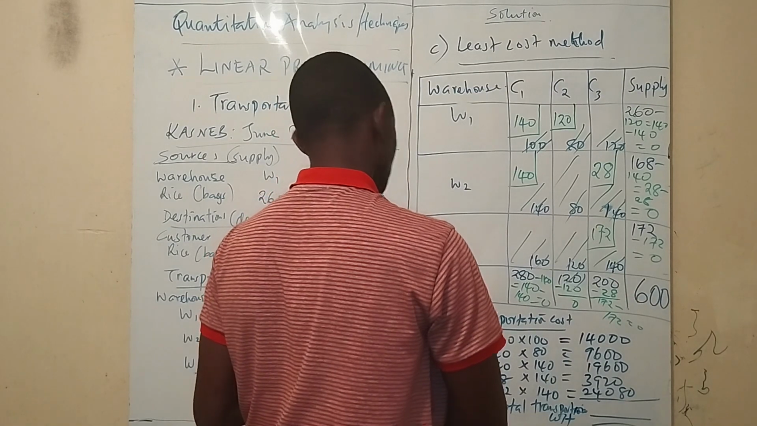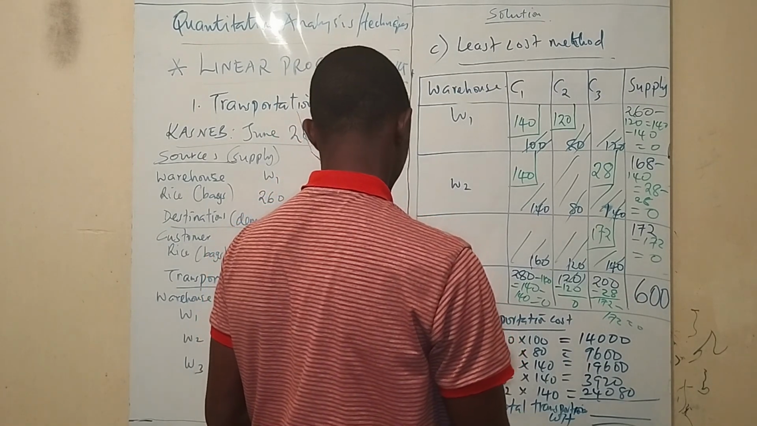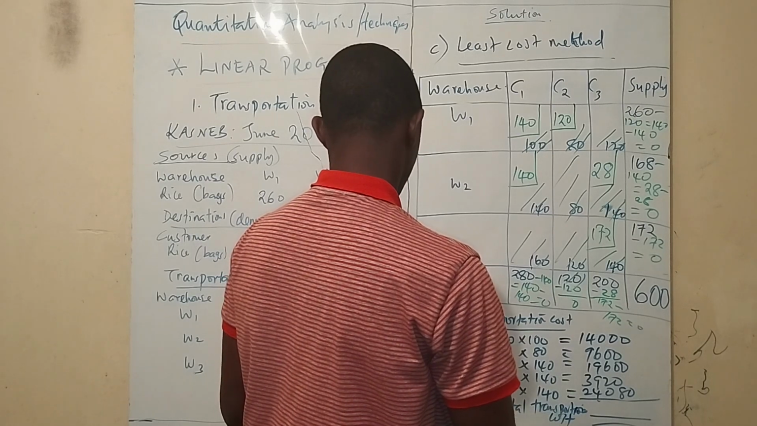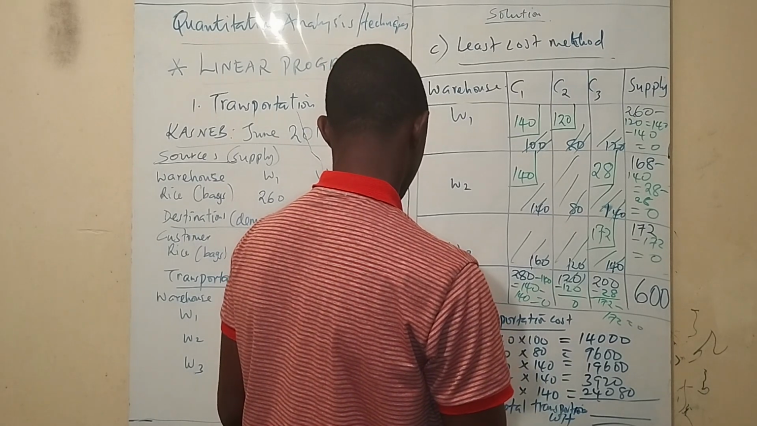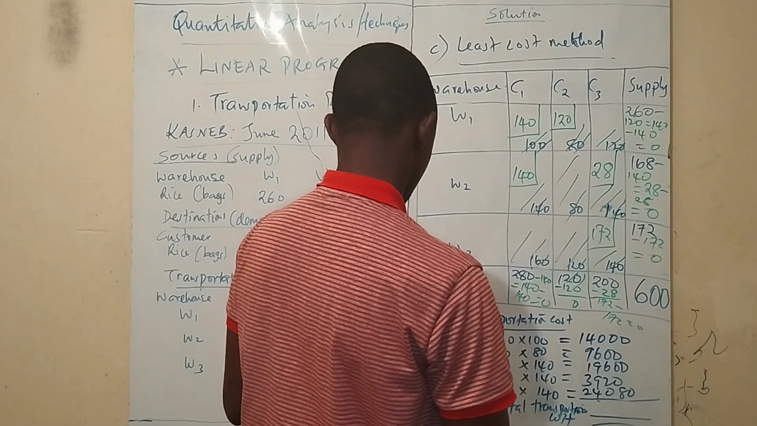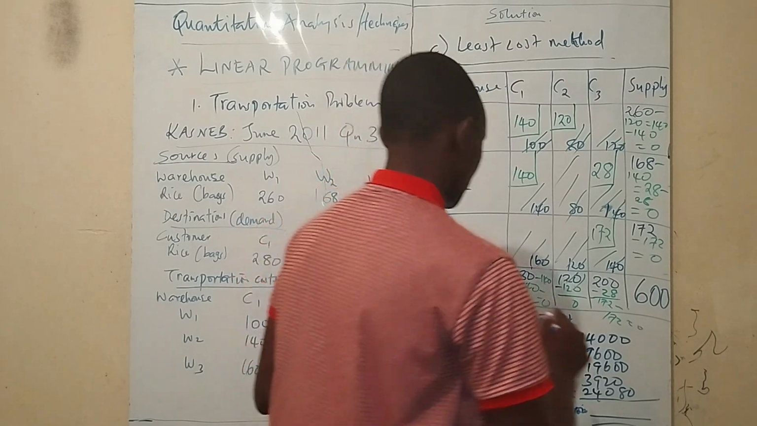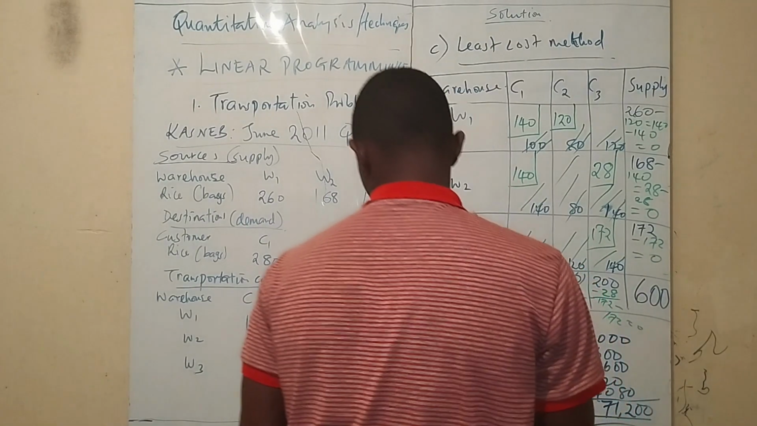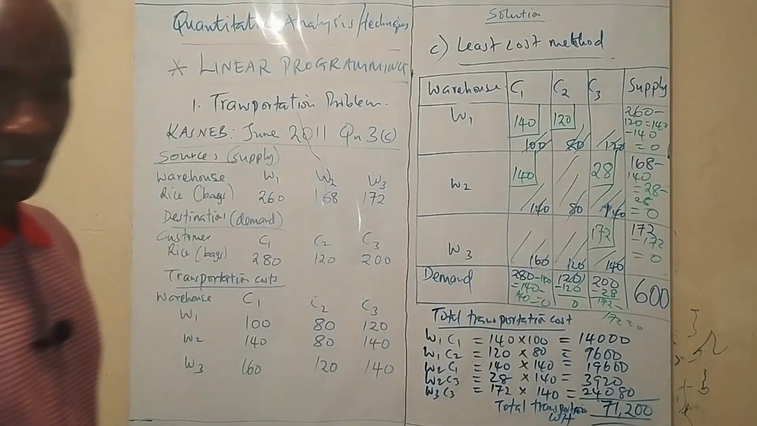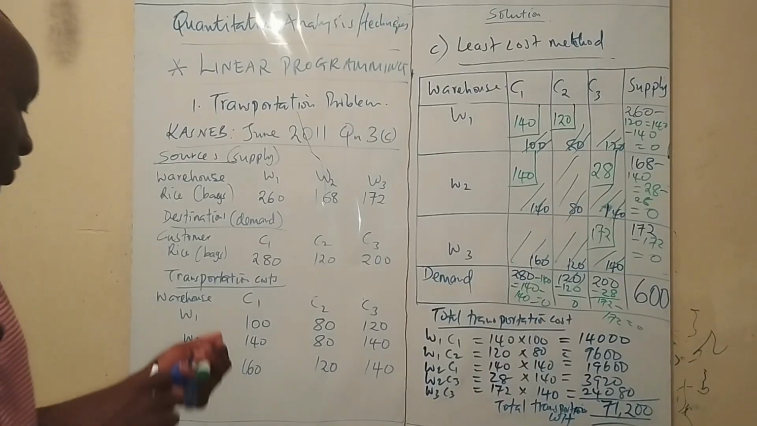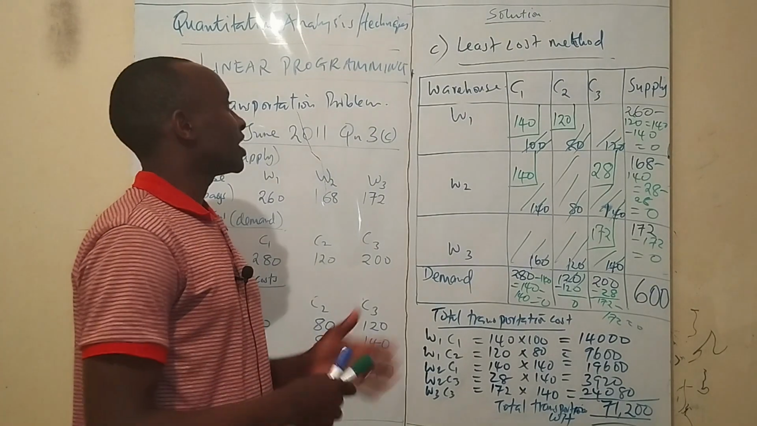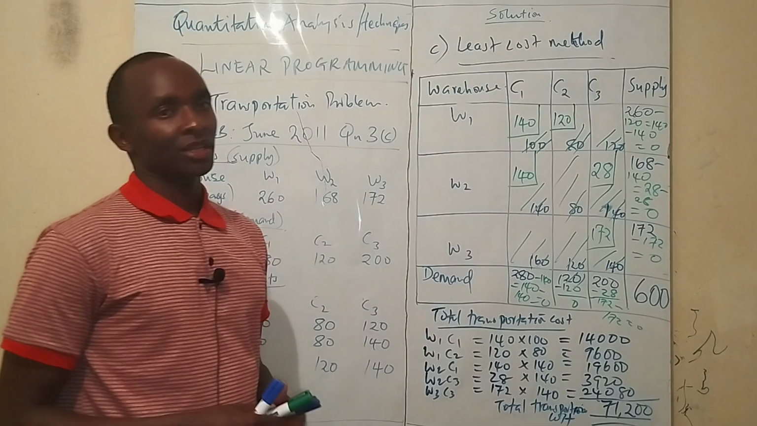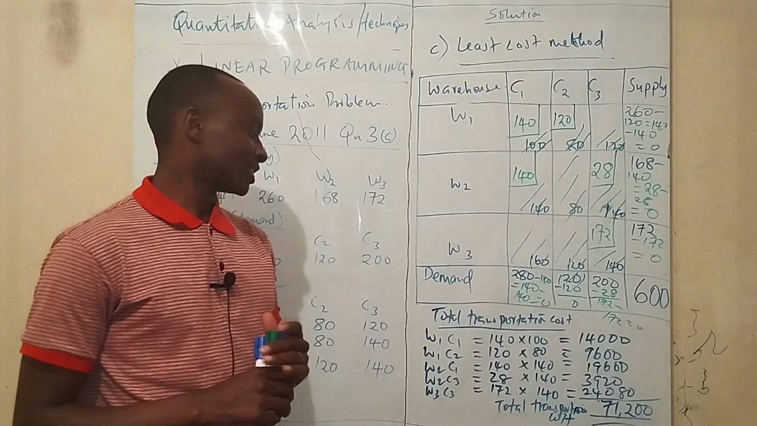So the totals will be 14,000 plus 9,600 plus 19,600 plus 3920 plus 24,080. The answer is 71,200. Are we together? So ladies and gentlemen, that is how to solve this kind of a transportation problem using the least cost method. So it is as simple as that.